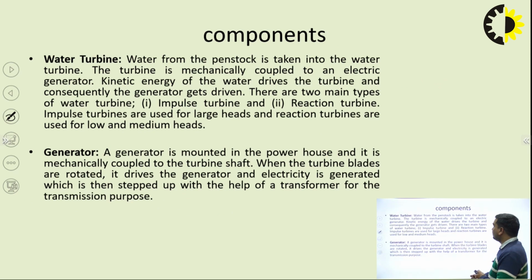Water turbine: the water from the penstock is taken through the turbine, and the turbine is mechanically coupled to an electric generator. The kinetic energy of water drives the turbine, and consequently the generator gets driven. There are two main types of turbine. The first one is the impulse turbine and the second one is the reaction turbine. Impulse turbines are used for high heads, and reaction turbines are used for low and medium heads.